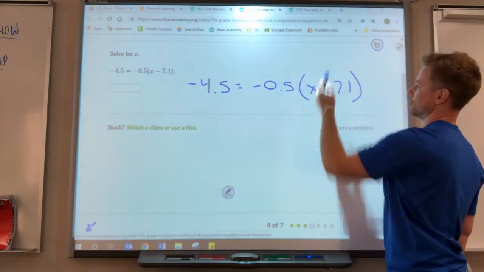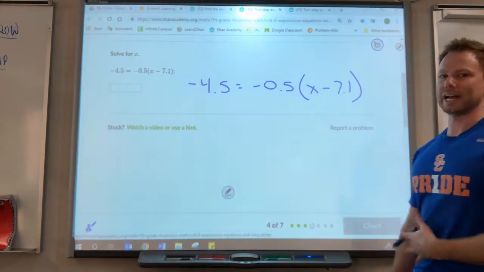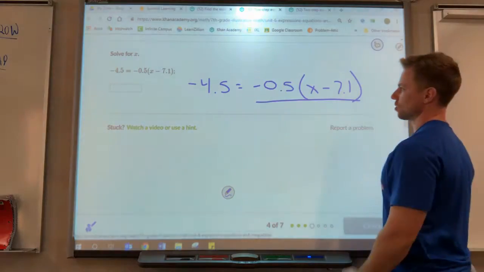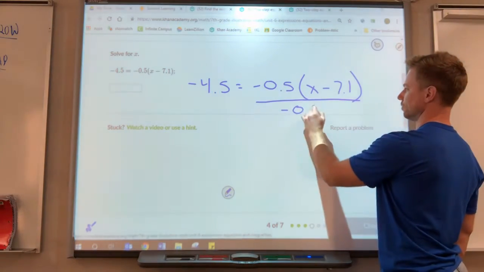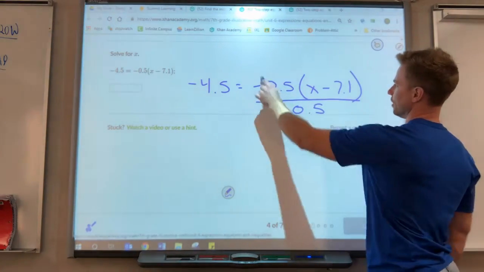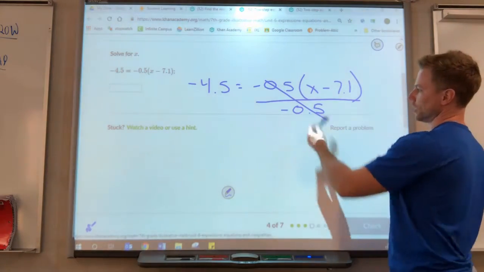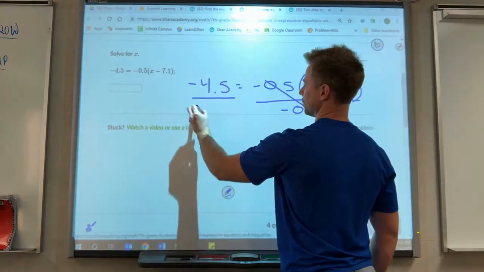-0.5 or you could distribute. Since we distributed last time, let's try dividing this time. So if I divide this whole right side by -0.5, that's going to cancel because there's multiplication right there. What I do to one side, I have to do to the other side.